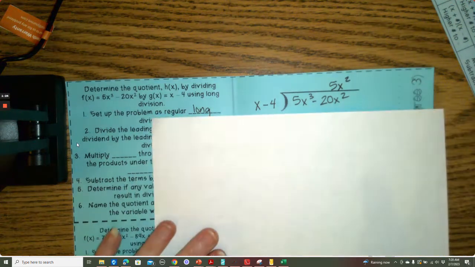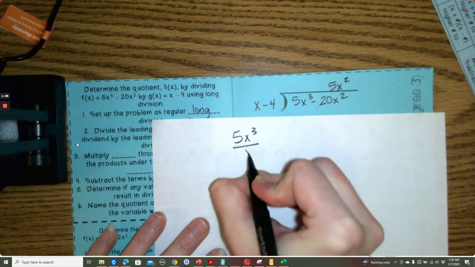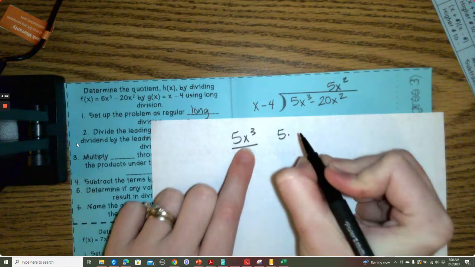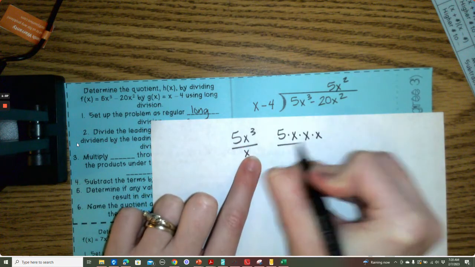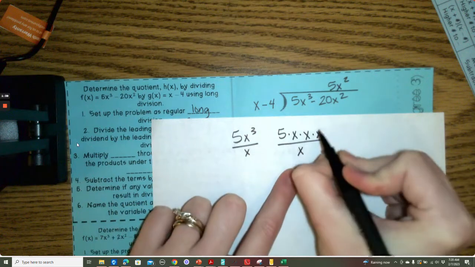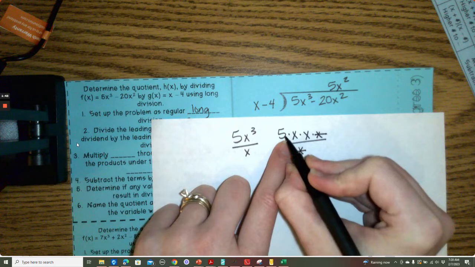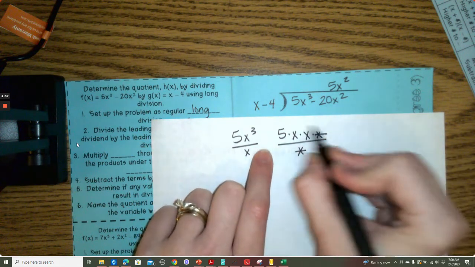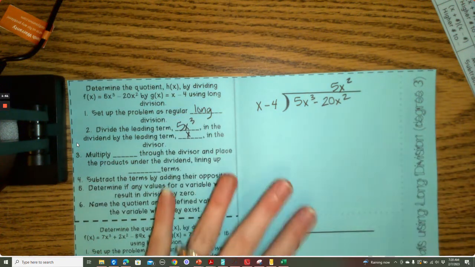The other way that you can look at this that is sometimes helpful is you can do it this way. So 5x cubed divided by x. You can break it down into 5, and then x cubed is x times x times x divided by x. If you have the same thing on the top and the bottom, they cancel, and here's what I'm left with, 5 times x, which is 5x squared. So sometimes having a visual to eliminate helps with that division.